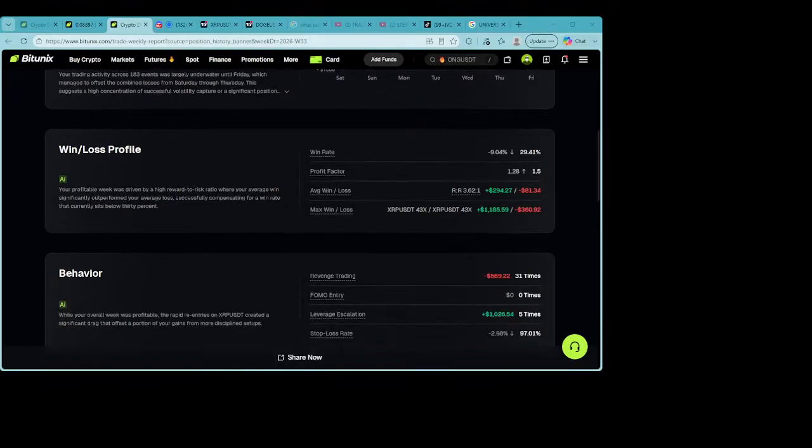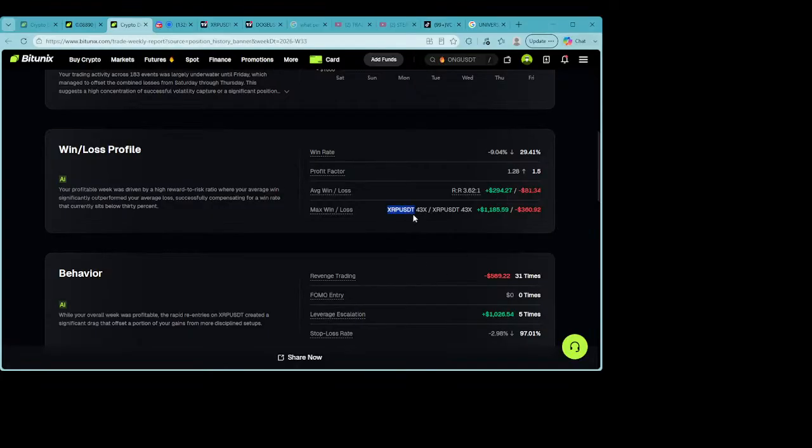So here we have my average wins, right? You guys can see right here, my average win is $294, where my losses were 81. Now I've got to clean this up a little bit. I want to get that down to about losing 60 and winning an average of 120 to 200. Still in the same ballpark.